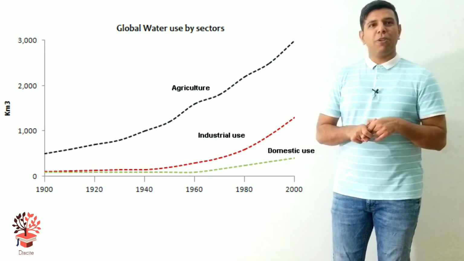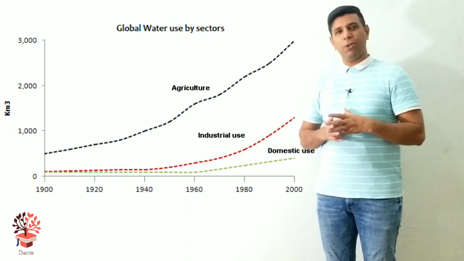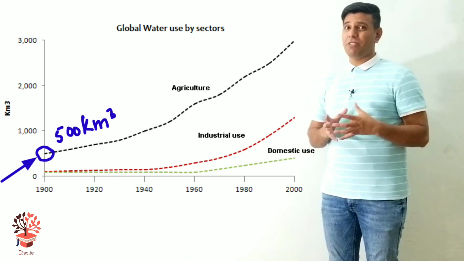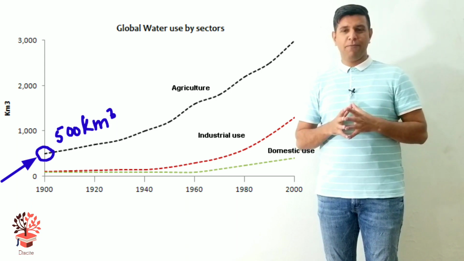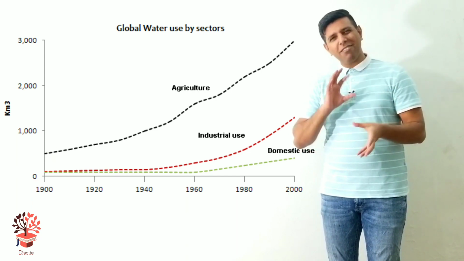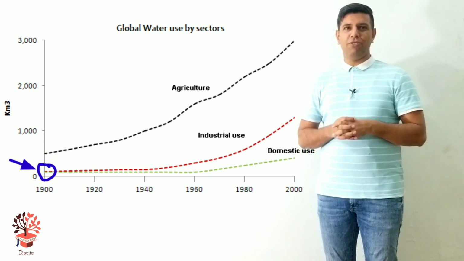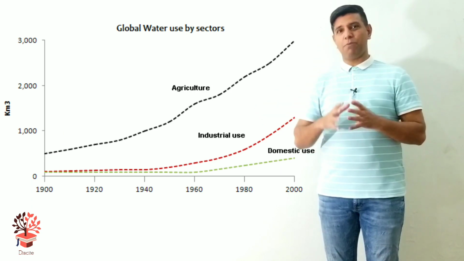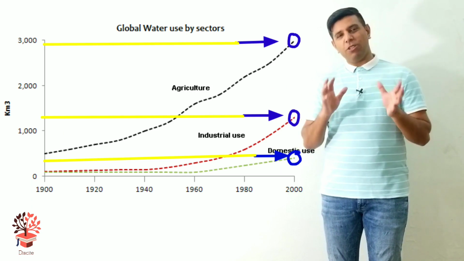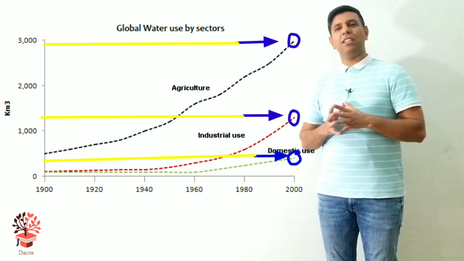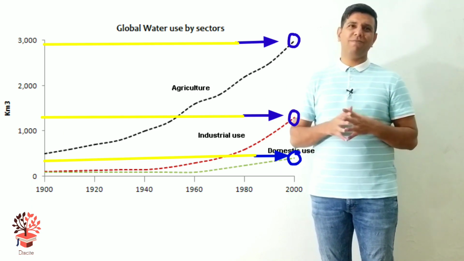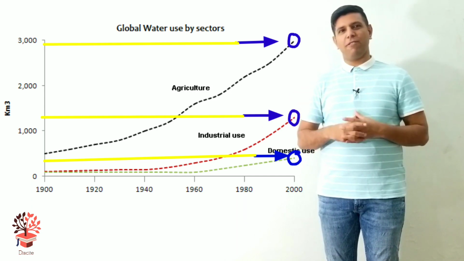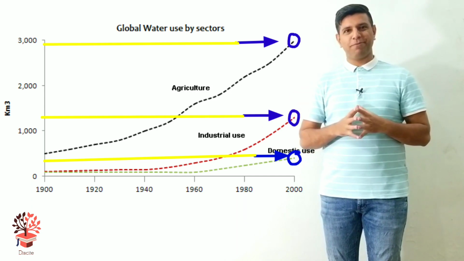Then, if you look at the values for agriculture, the value starts at 500 almost, approximately. And for the others, they're around 100, maybe less than 100. And the agriculture by the end has gone up to 3,000. Industrial is around 1,300. And domestic is around 4, 3, 4, 5, approximately. We'll have a look at them. Okay, so you need to know these things.